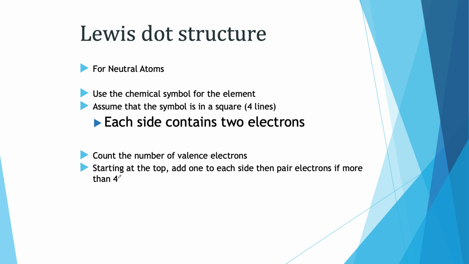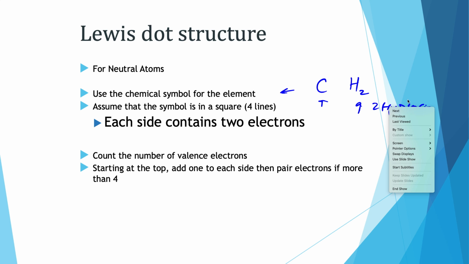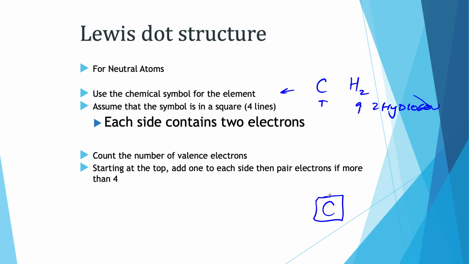So when we talk about Lewis dot structures, we're going to just talk about neutral atoms at this point. When we start off drawing these structures, we're going to use the chemical symbol for the element. So here we have one element, and we're getting used to figuring out how to write these things. We're going to assume a square around the symbol, so we've got carbon, and each side of the square contains 2 electrons. We draw the electrons along the line, and if we have an extra one, we put them like this. We start at the top and move around. First, Hund's rule: empty orbitals first, and then after we put 4 in, we pair them up.